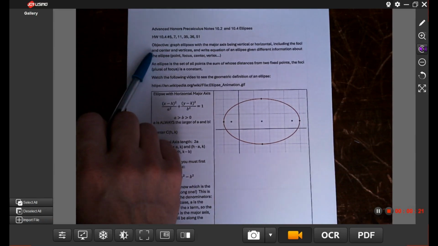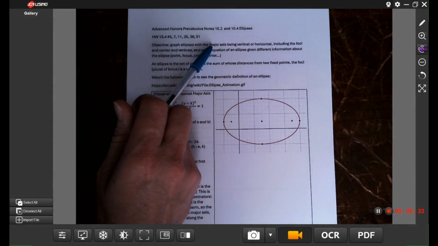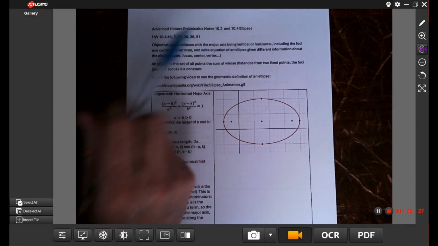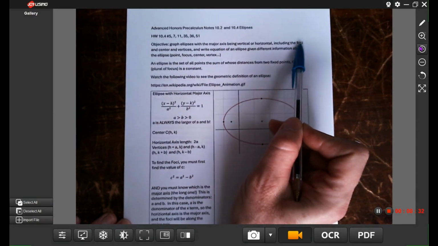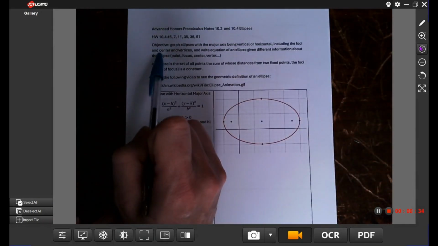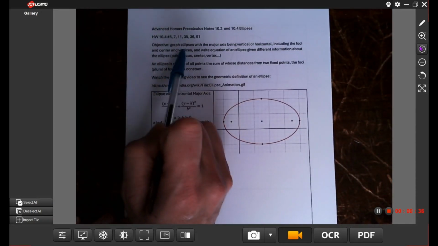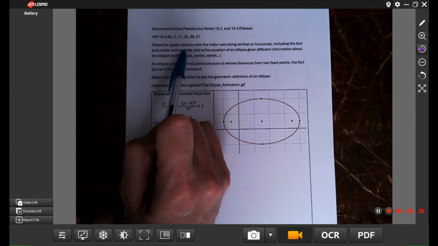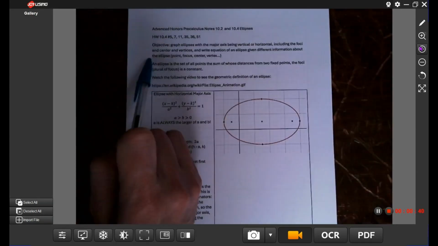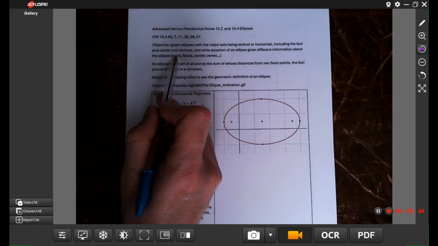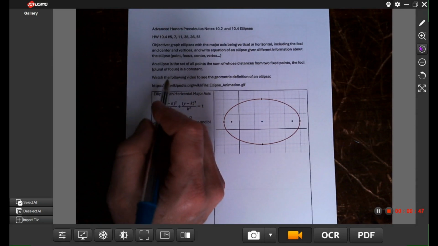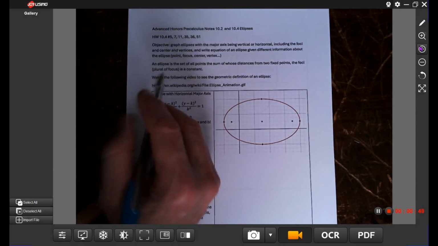We're going to graph ellipses where the major axis, which is the longer axis, is either vertical or horizontal. And we're going to include the foci. Foci is the plural of the word focus. And center and vertices, and write the equation of an ellipse given different information about various things like a point, the focus, the center, the vertex, and so on.